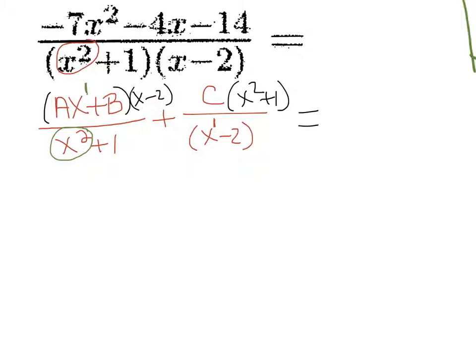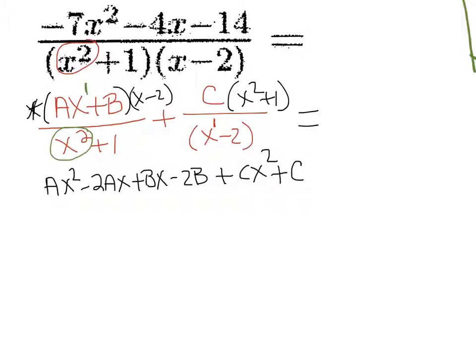Okay, so if we do that, I'm going to write out the next line. I'm going to multiply while I'm writing it out. So I'm going to take this right here and multiply. So that would be ax squared minus 2ax plus bx minus 2b. I'm trying really hard not to make a mistake. So this would be plus cx squared plus c. And what does all that have to be equal to? Negative 7x squared minus 4x minus 14.